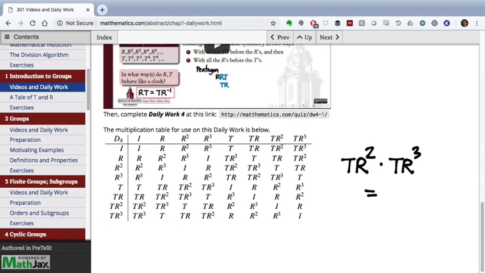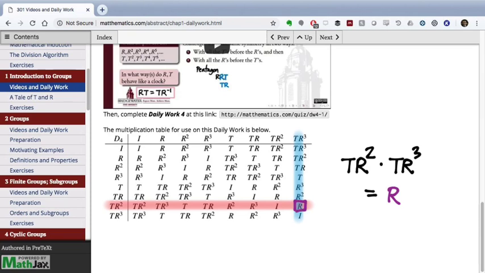Where would I find, let's say, tr squared? Yeah. Tr squared in the row. I would find tr squared on the row, right. And so I would look at the row that has tr squared in it, and then what? Then you go to tr cubed in the column. The column that has tr cubed. And what is the product according to this? Product is r. You should check that answer based on what we know about the symmetries of a square.